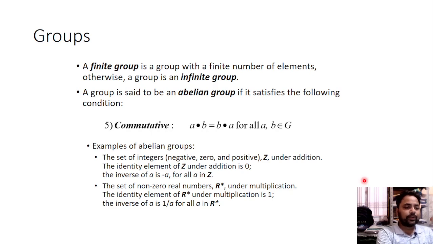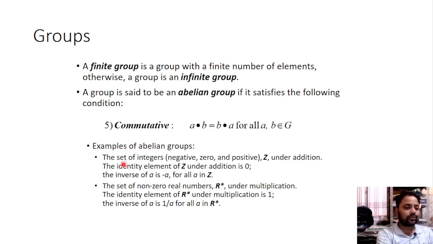A finite group is a group with a finite number of elements. Otherwise, a group is an infinite group. A group is said to be an abelian group if it satisfies the following condition. Commutative: A dot B equals B dot A for all A, B belonging to the group.